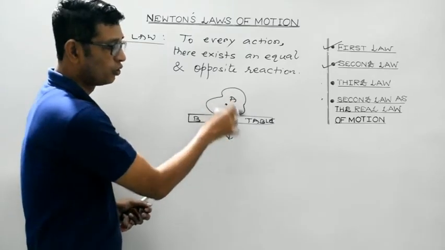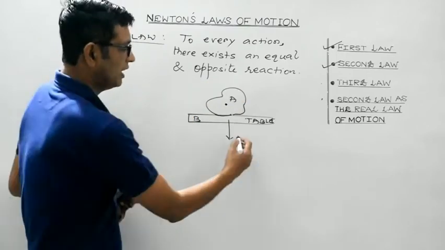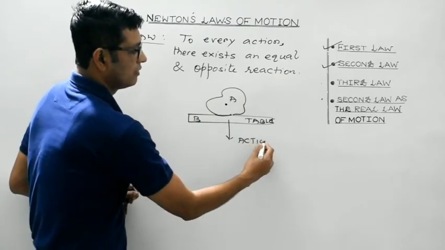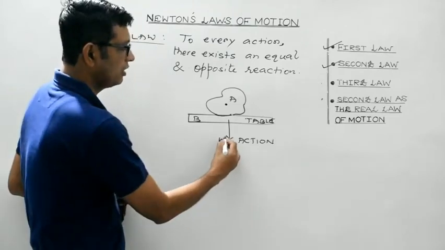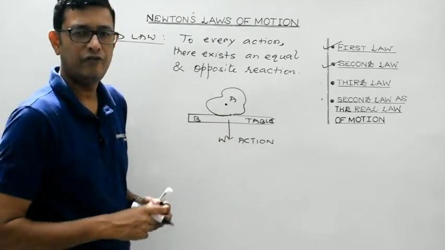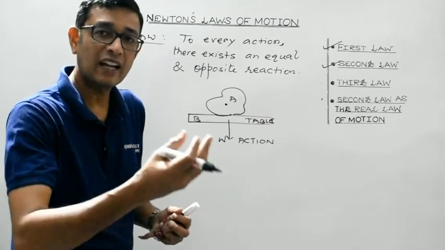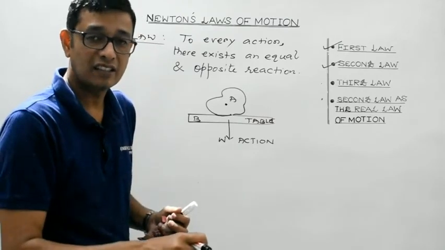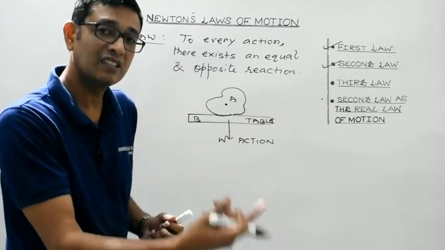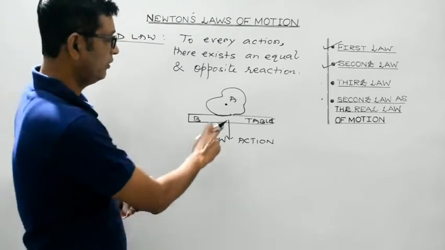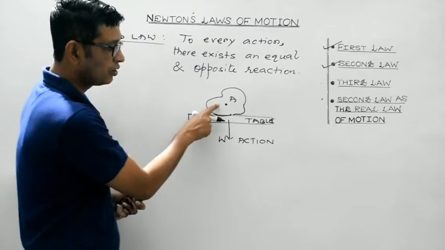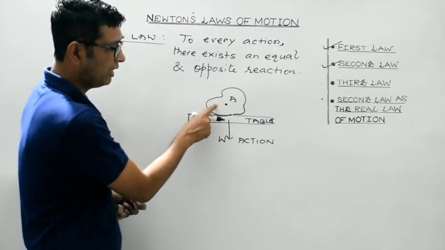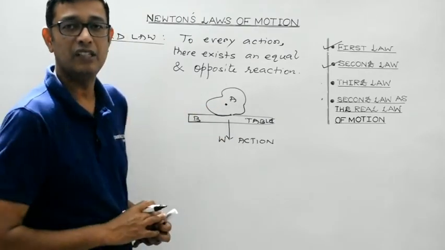It will exert a force on the table in the downward direction. That can be considered to be action. It is actually the weight of body A. Weight of a body always acts in the downward direction, that is along the radius of the earth towards its center, right? So anyway, this is the weight. So W is the force, which is the weight of body A exerted on body B.